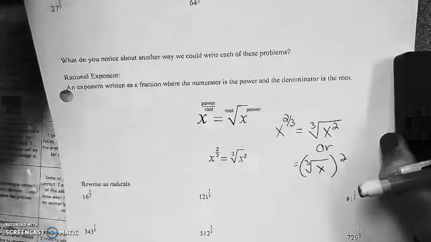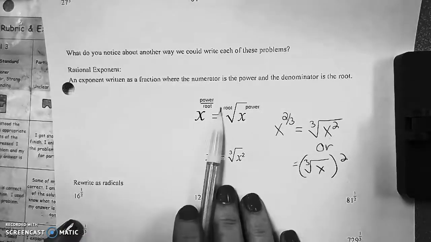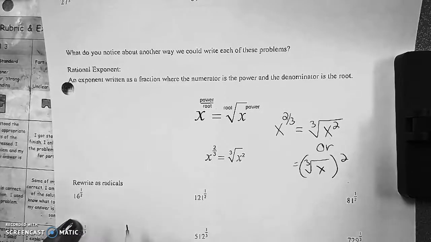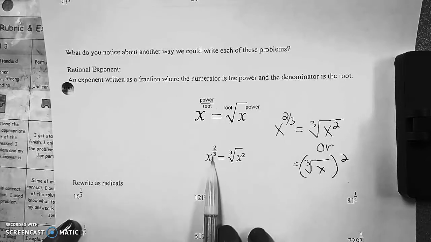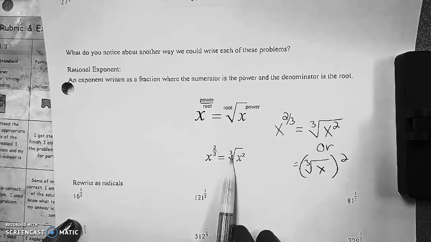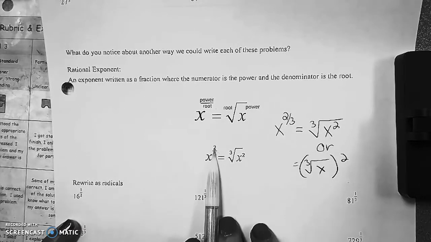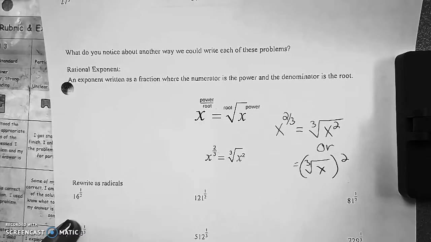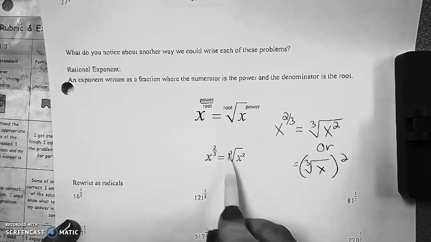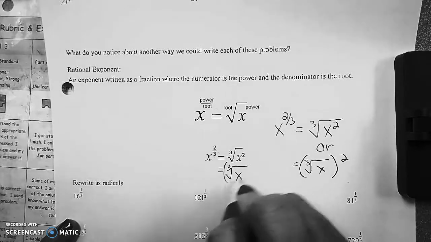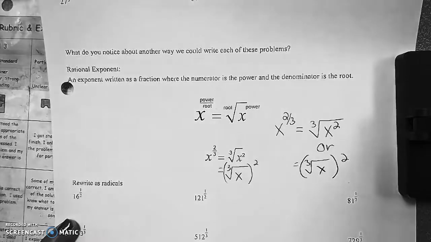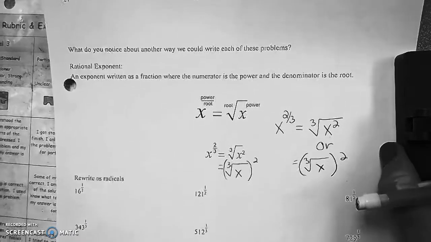So what you should have noticed is that rational exponents are actually radicals. And so if you see, for example, x to the 2/3, the denominator of your fraction tells you your index. So this is a cubed root. And then your numerator is an exponent. And so I actually want to show you that we could write this as the cubed root of x squared, or we could write it as the cubed root of x and then quantity squared. Either way is acceptable.